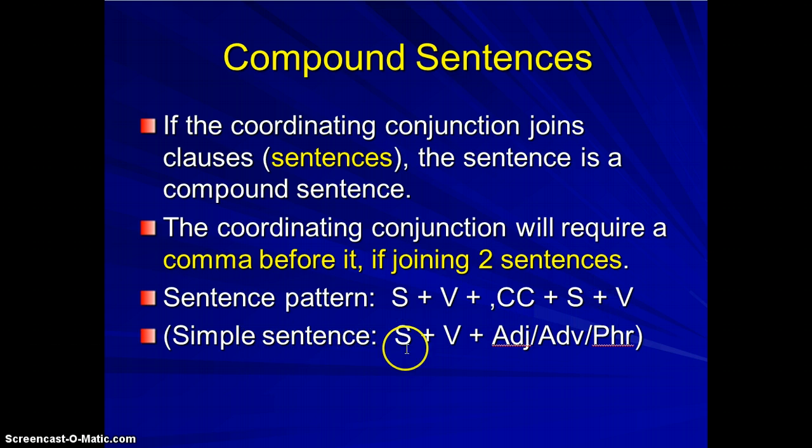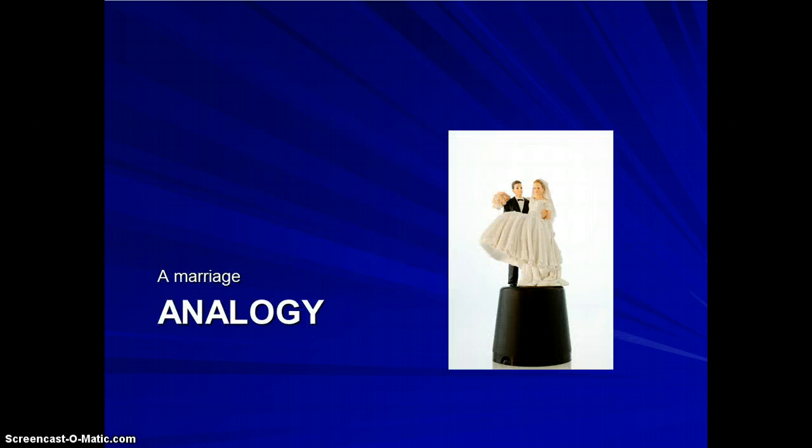A simple sentence is just subject and verb. The adjectives, adverbs, phrases, these are just icing on the cake. This is the basic pattern. If it's compound, you're going to have two of this: subject plus verb, subject plus verb. The analogy is a marriage. There are two parties who are agreeing together, both as equal adults, to come together in a joint situation.